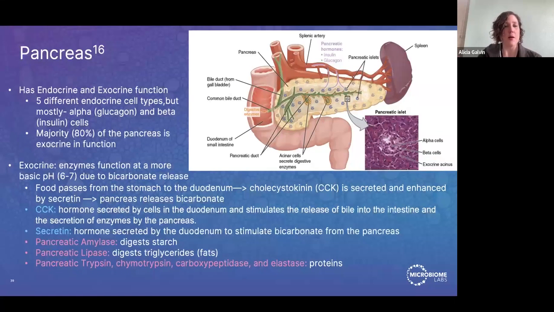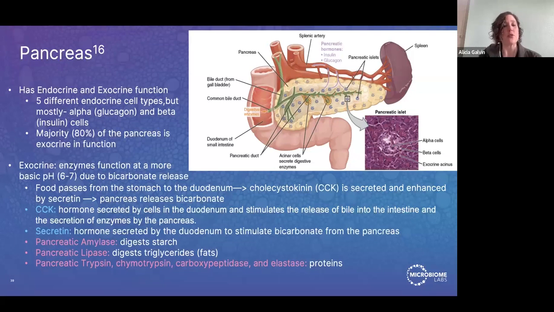The pancreas has two functions. It has both endocrine and exocrine function. So you have things like insulin and glucagon, which are secreted, but really 80% of the pancreas is exocrine in function, which is more of the enzymatic function of the pancreas.